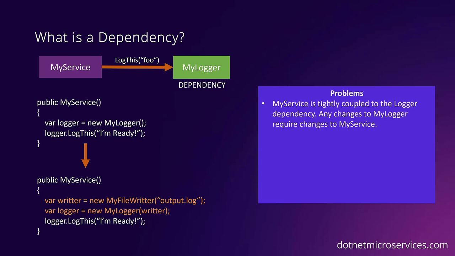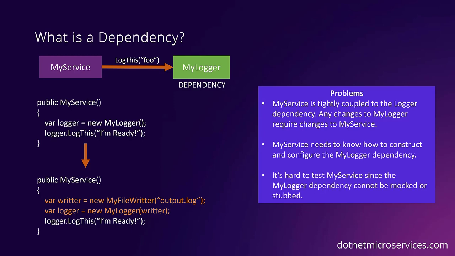MyService is tightly coupled to MyLogger in such a way that anytime MyLogger changes, there's a need to also change MyService, as it happened here when the constructor started requiring a MyFileWriter instance. MyService needs to know how to construct and configure the MyLogger dependency, like is the case here with the MyFileWriter object, which needs to be configured with an appropriate file to send the output logs. This makes it hard to test MyService since unit tests won't be able to mock or stub MyLogger. An output.log file will always be created, which would slow down tests, and this assuming that the tests have access to a place to write files to.